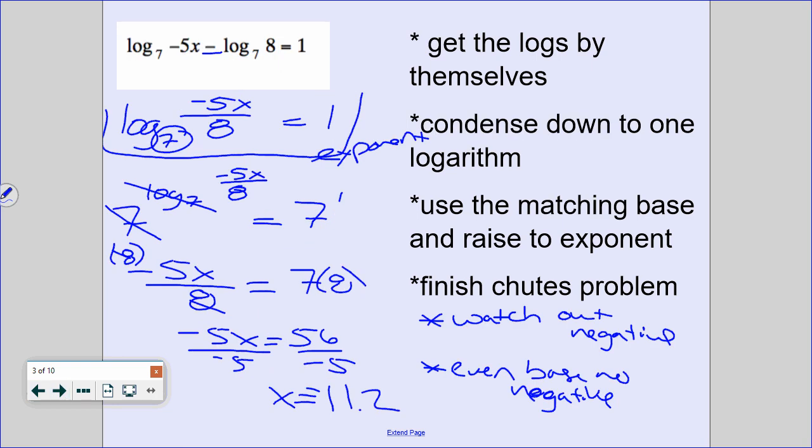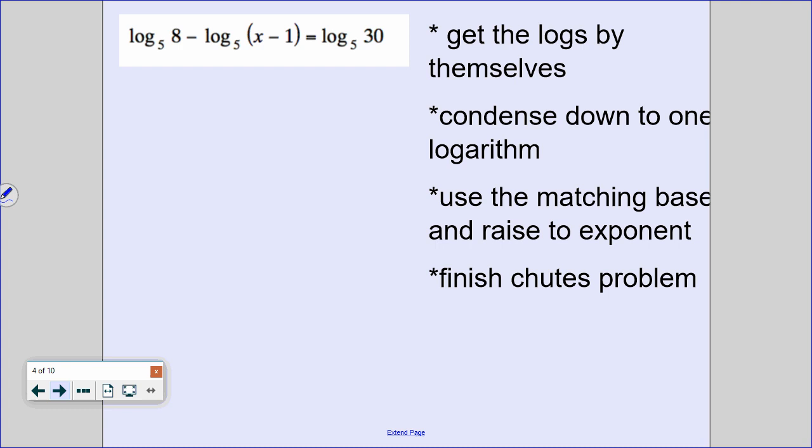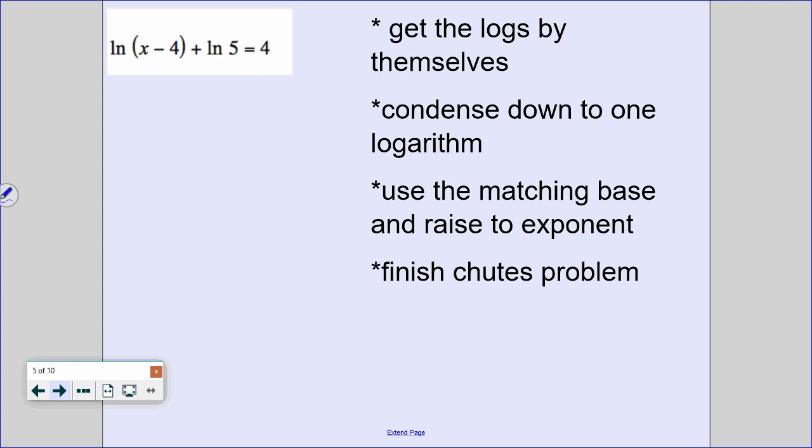Are we gonna see one of those? Wow, we're doing a lot of minus. Let's skip this one. Let's go to this one. I just did that.